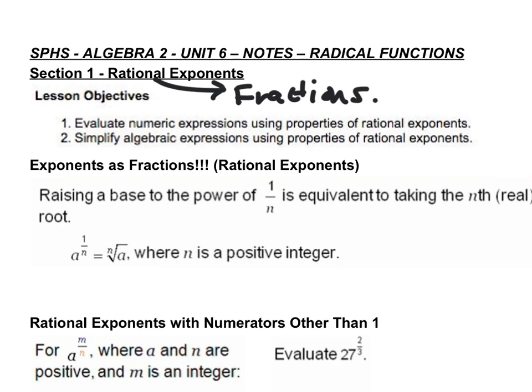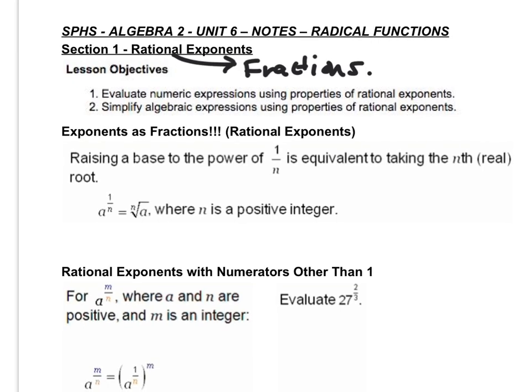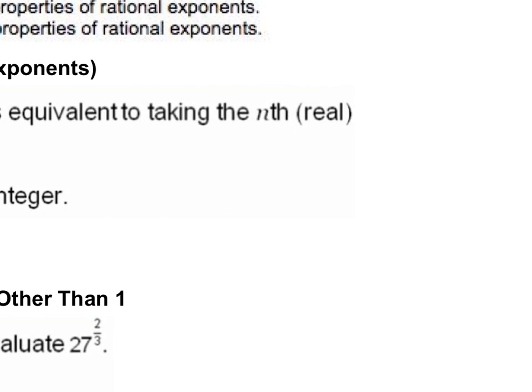So the first thing we know is exponents as fractions. We call those rational exponents. What we have is that raising a base to a power of 1 over n is equivalent to taking the nth real root. So if you had a to the 1 over n, that's equal to the nth root of a, where n is a positive integer.